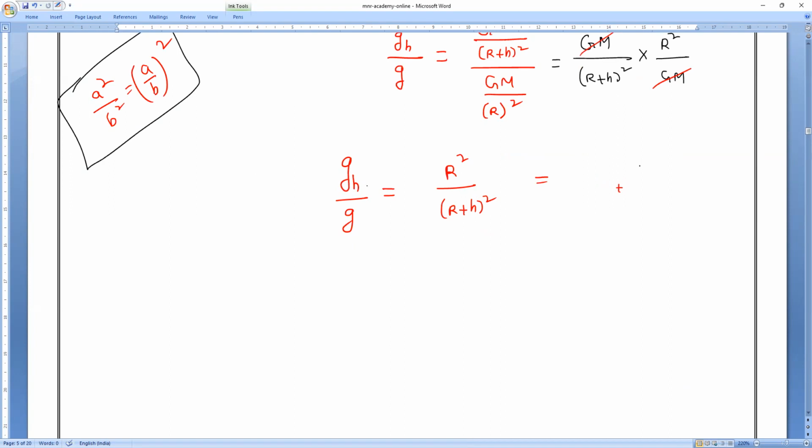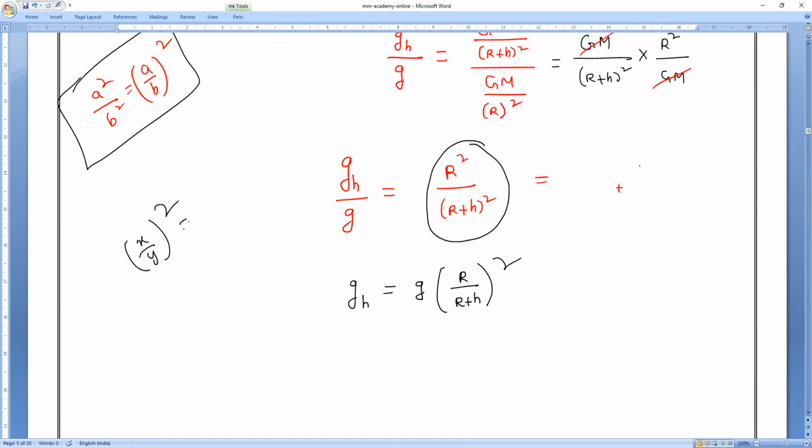I will write this one as, all of you observe very carefully, g_h is equal to, g will come to this side, g into. If I write this as a reciprocal, what will happen, guys? For example, let me write this as R by (R plus H) whole square. If I write the reciprocal, for example, X by Y whole square, can I write it as Y by X whole power minus 2? Any problem for anyone? Both are the same.